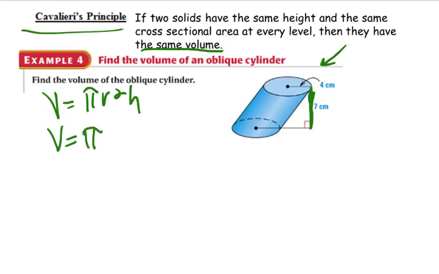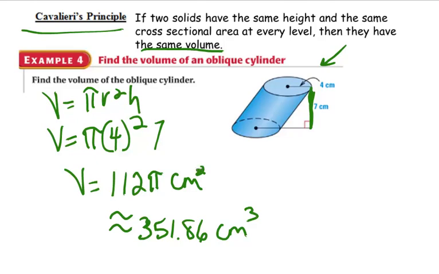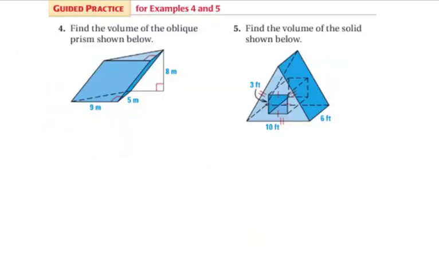So pi r squared, my radius is 4, and then times the height, which is 7. So volume is 112 pi, and this is centimeters, so centimeters squared. And if you put this into your calculator and got a decimal, 351.86 centimeters cubed. And I made that mistake right here. That should be centimeters cubed. Sorry, we're on volume now. So that's centimeters cubed. Okay, let's do one more.